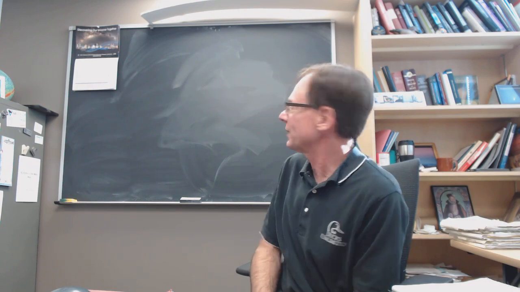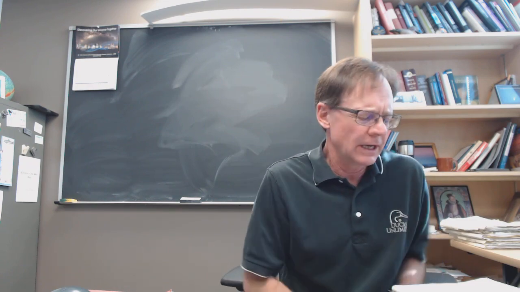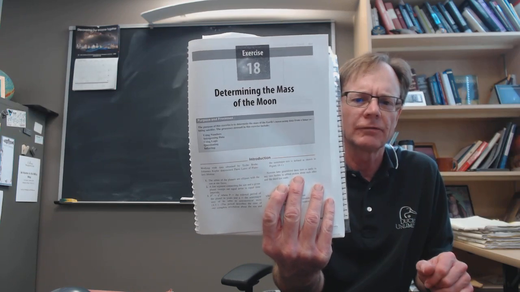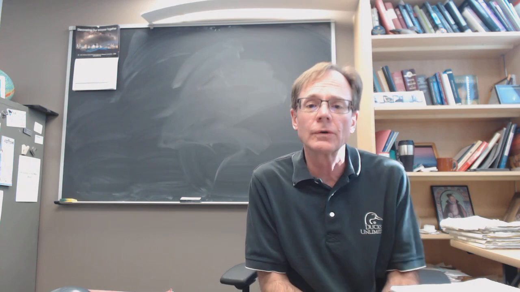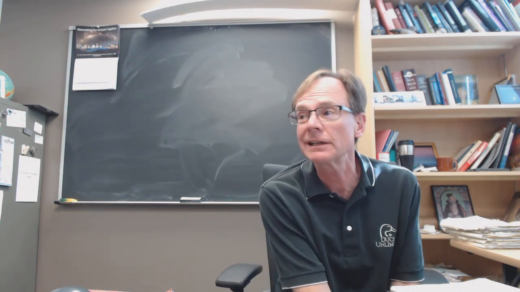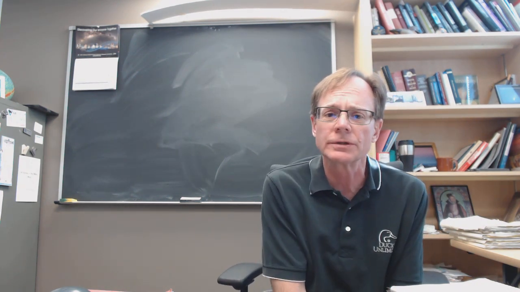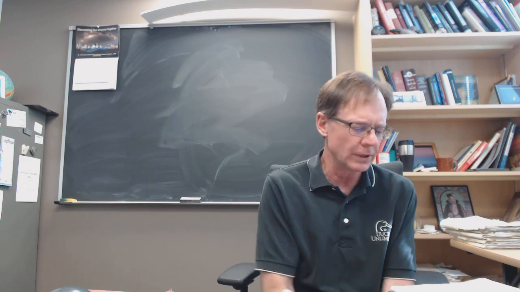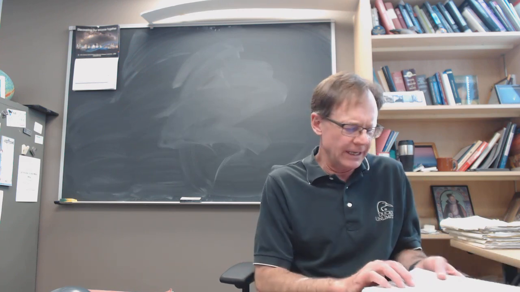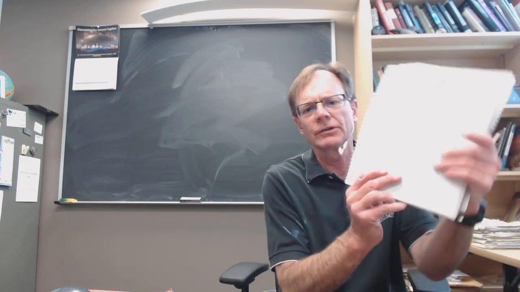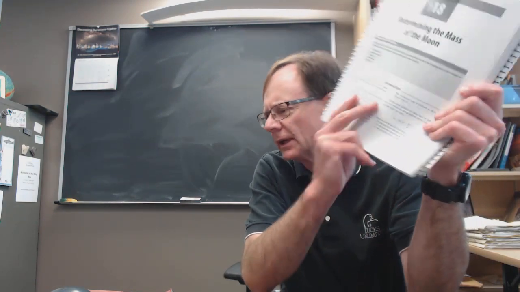Hi everyone, this is the first part of your introduction to lab for the week of October 12, and we'll be looking at exercise 18 from your lab book. We're going to use the orbit of a satellite around the moon to determine the mass of the moon. The way we do that is laid out for you in the introduction right here. You should read the introduction fairly carefully to this lab.